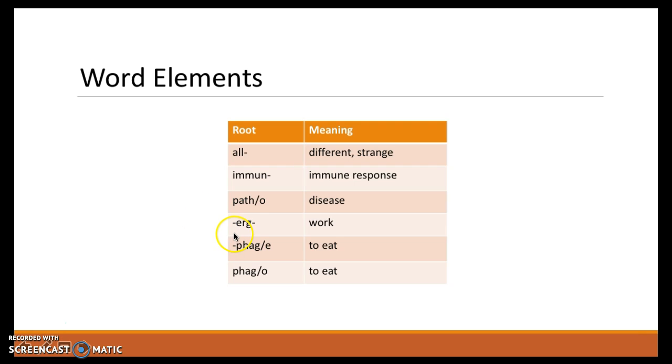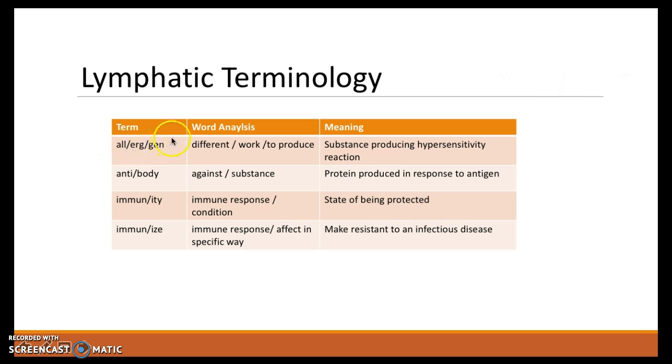Here we have all and which can come together to create allergen. You have immune for immunity or immunology, the study of the immune system. Then you have patho for pathogen, phage, meaning to eat, which can come from macrophage. And then phago, also meaning to eat, can come from phagocyte or phagocytosis, which is a process. Then you also have your terminology.